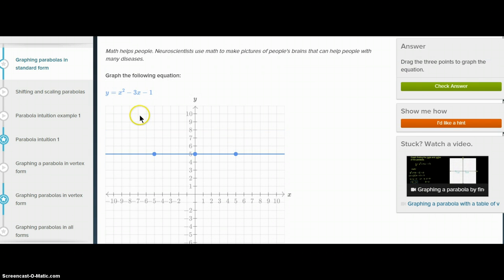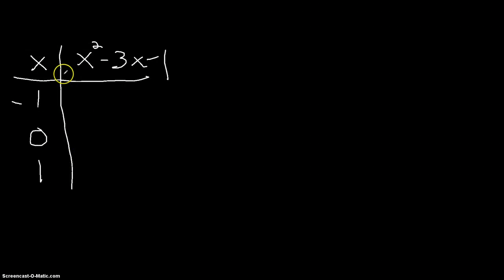Alright, so last one is x squared minus 3x minus 1. I don't see anything that'll factor out of there, so let's do our table again. So for our last problem here, I got our table set up. And so now let's start plugging in values. So negative 1 times negative 1 is positive 1. And then negative 3 times negative 1 is positive 3. Then minus 1. So 1 plus 3 is 4, minus 1 is 3.